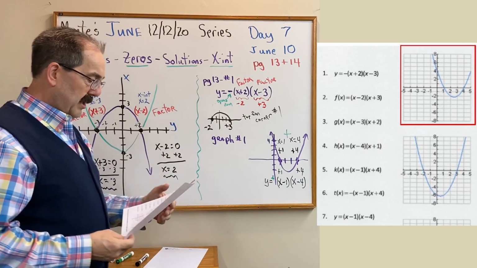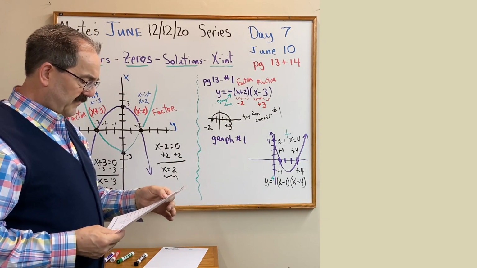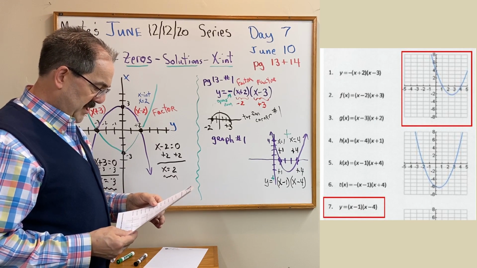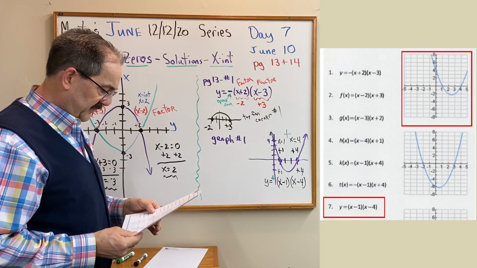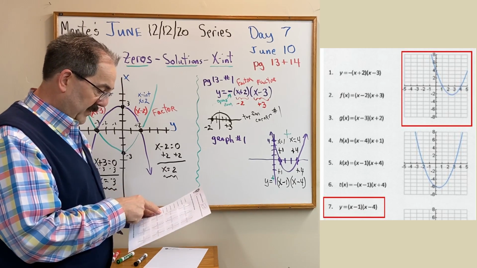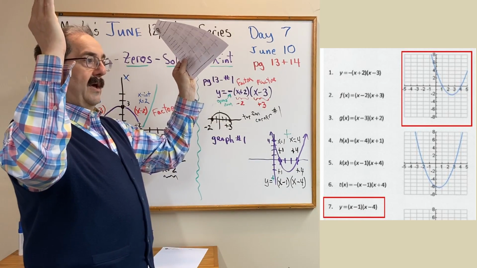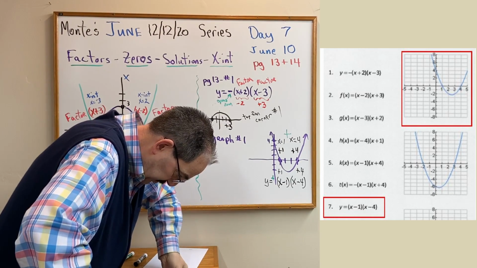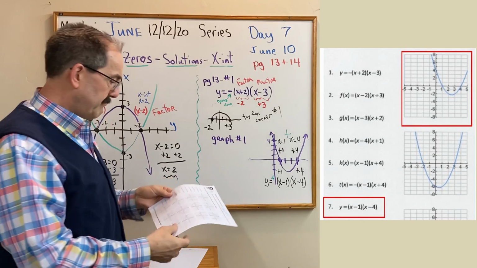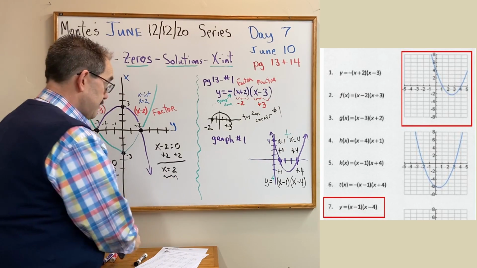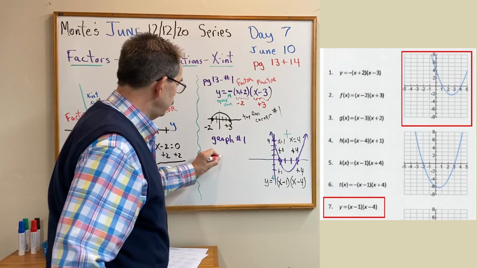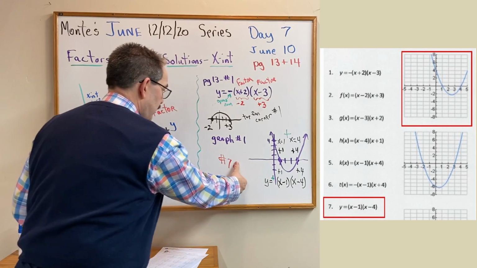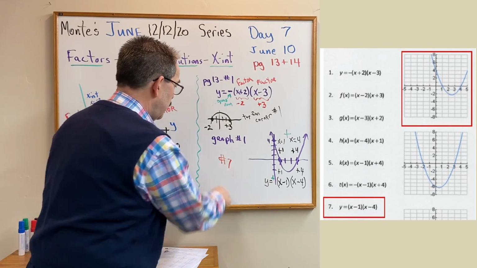Take a moment. Look down the column. X minus 1, x minus 4. There's two of them. Number 7, x minus 1, x minus 4. Number 8, negative x minus 1, x minus 4. Number 7. Let's write number 7 equation.